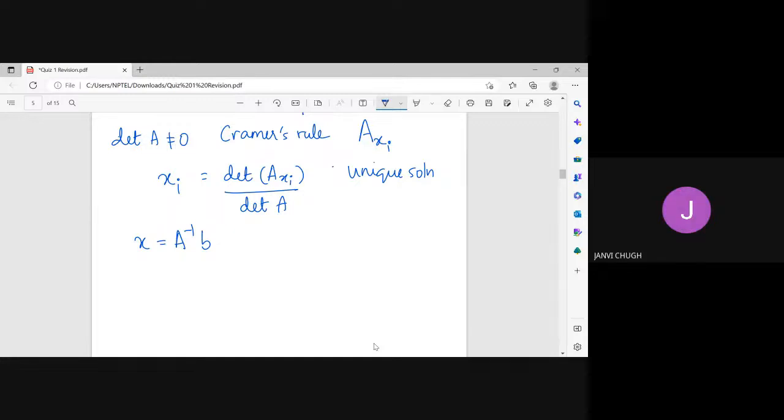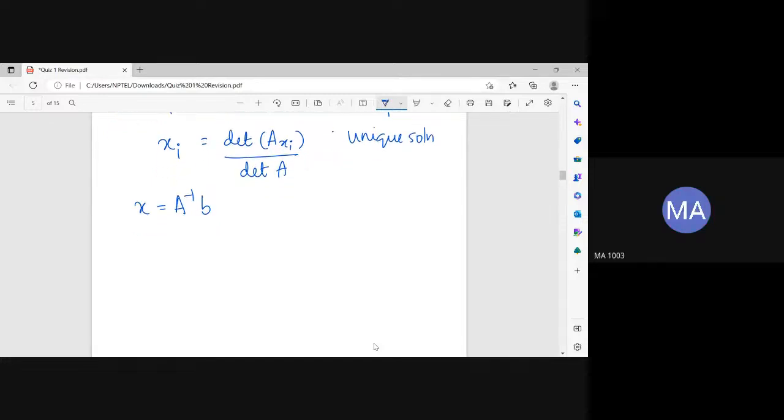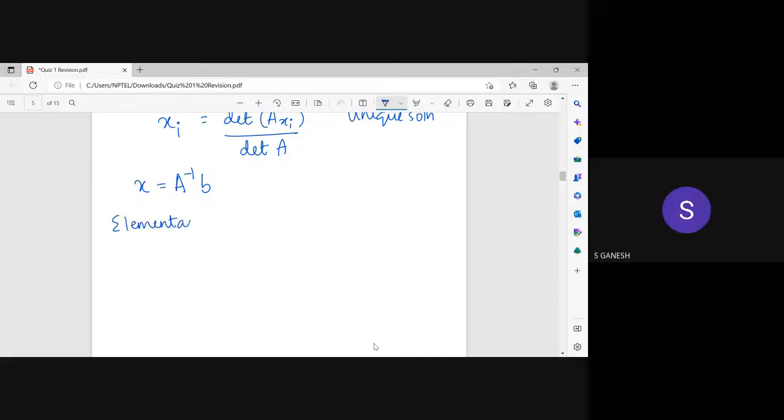Ma'am, can you explain the concept of unique solution and infinitely many solutions using row echelon form for a system of linear equations? We'll do it using row echelon form. So before that, what are the elementary row operations? Switching two rows. Adding a scalar multiple of one row to another. Right.